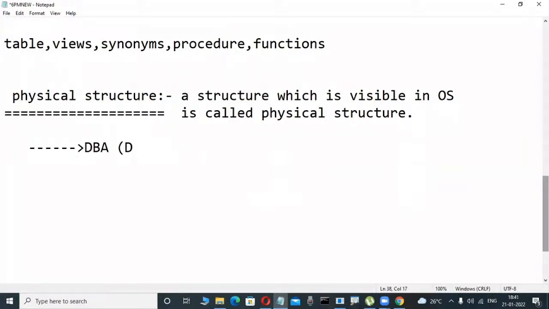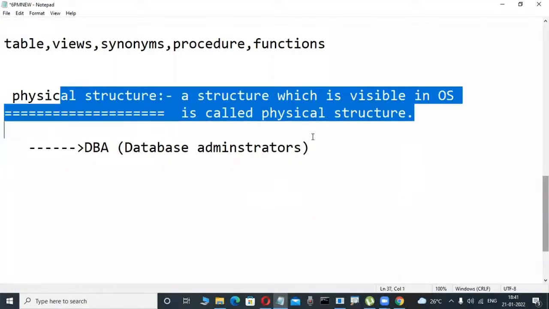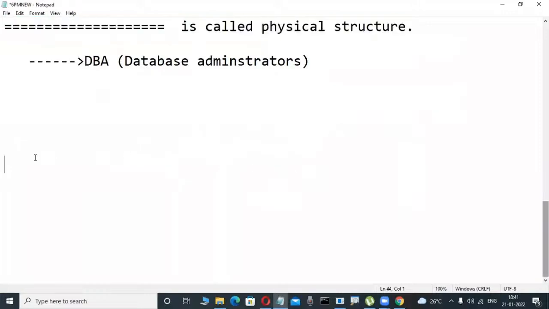On the project side, besides the database administrator, some other types of persons are there in a database. But the DBA persons only work in the physical structure. Suppose I am an Oracle DBA programmer, for example, learning the Oracle DBA course. Backup, recovery, tablespaces, segments, so many things are there in that course.